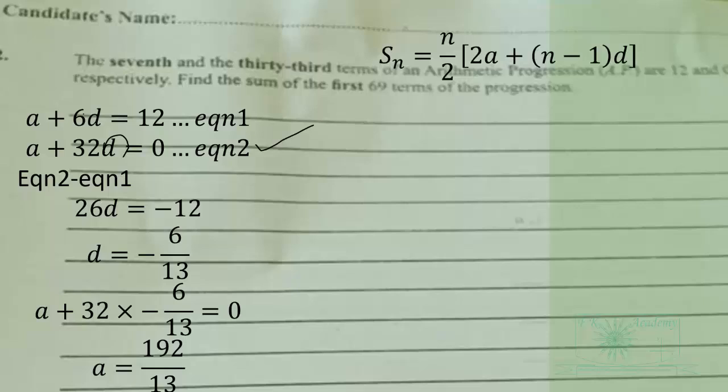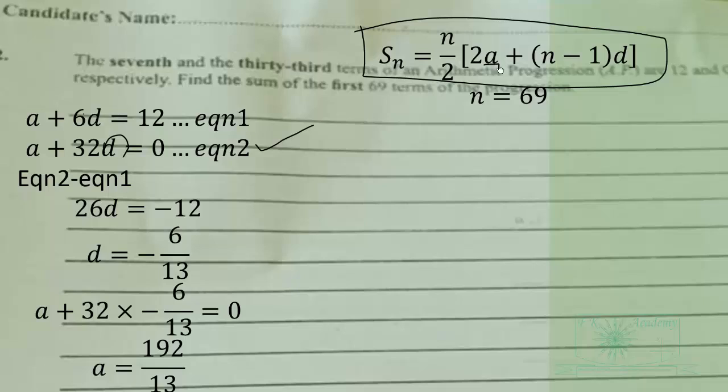So we recall that the sum of the first n terms of an arithmetic sequence is given by what you're seeing here. We now plug in the value of a, and n is now equal to 69 because we are finding the sum of the first 69 terms.